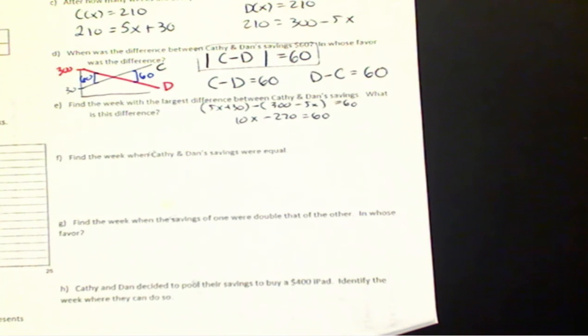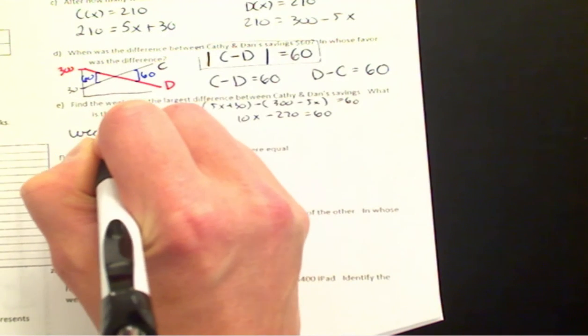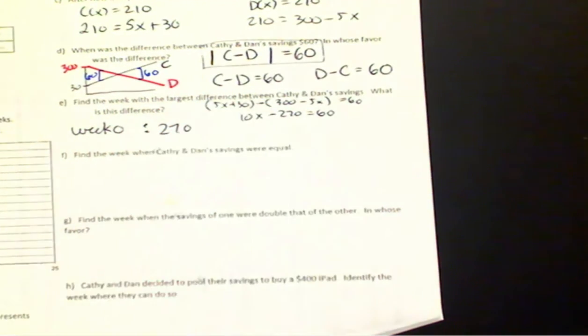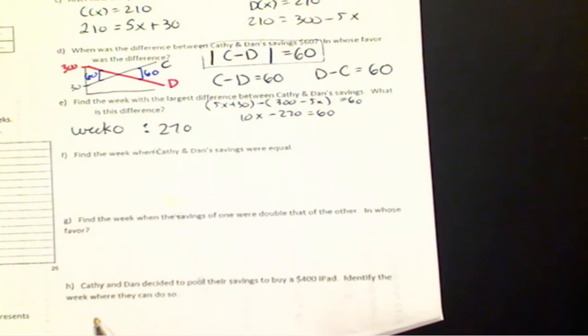Okay, largest difference. Well, Kathy starts at $30 and Dan starts at $300. What's their difference? It's $270. Week 0, their difference is $270. That's just comparing the intercepts. Because one person's going up, one person's going down. They're getting closer, right? Think about the problem and where the potential answer could occur. Well, they're getting closer, and then as you come towards the end of the year, they're getting further away.